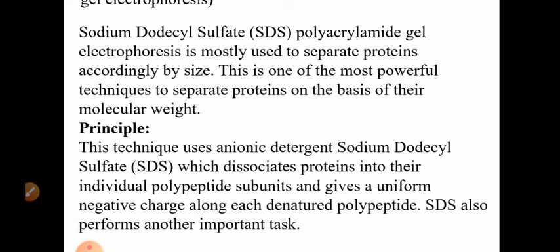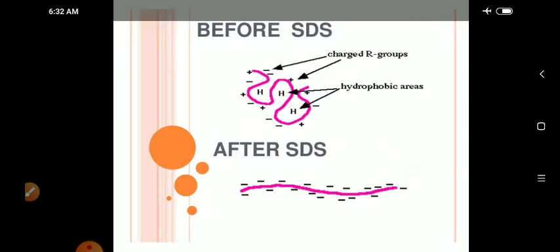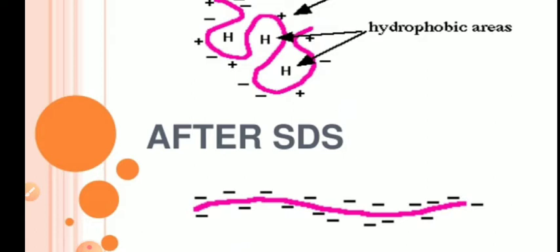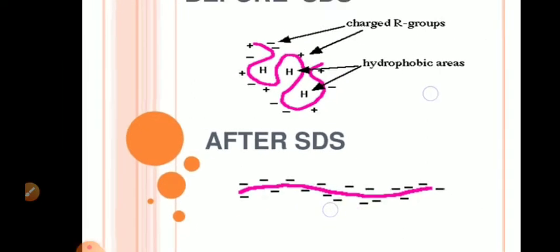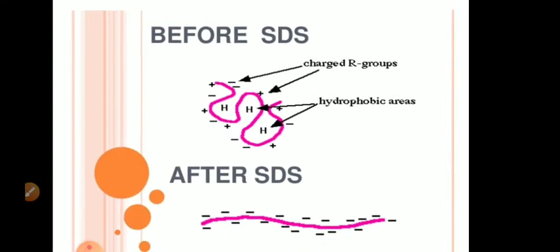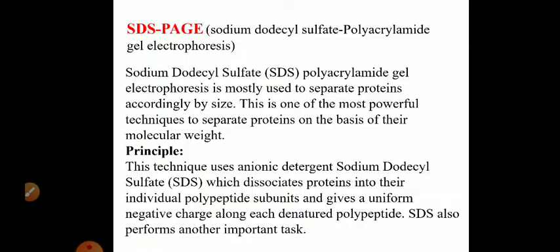The technique uses anionic detergent sodium dodecyl sulfate, which dissociates the protein into the individual polypeptide subunits and gives the protein a uniform negative charge along the denatured polypeptide. Okay, along the denatured polypeptide, the whole protein, as you can see here, will get a negative charge. You can see here in the second figure, all negatively charged molecules after treatment with SDS.